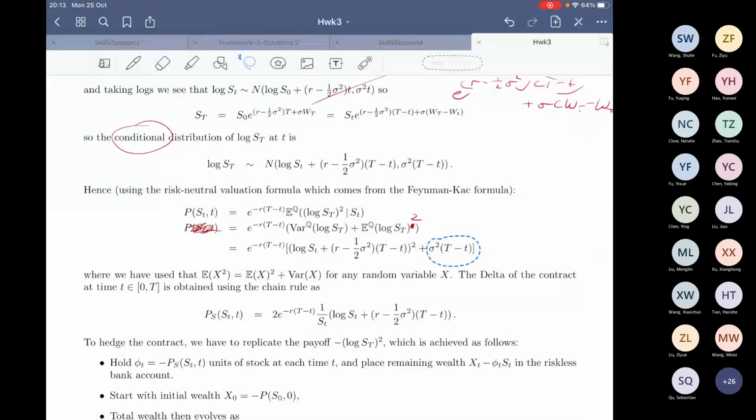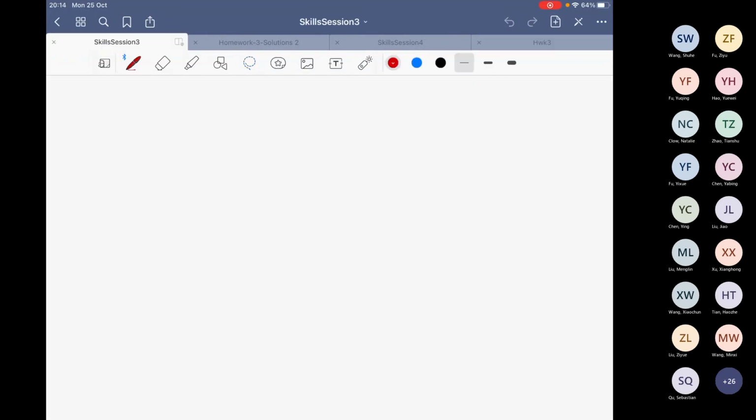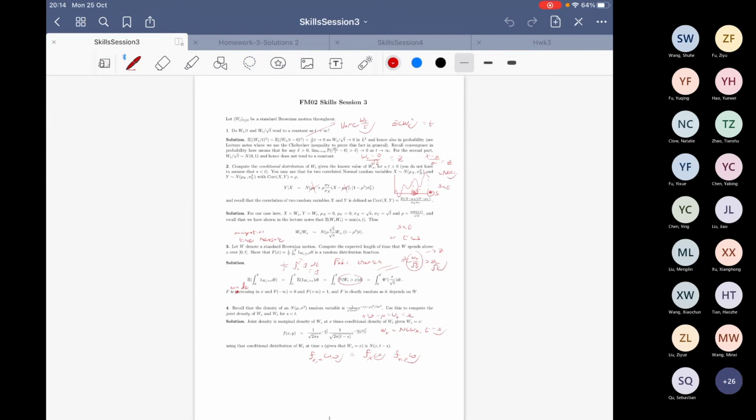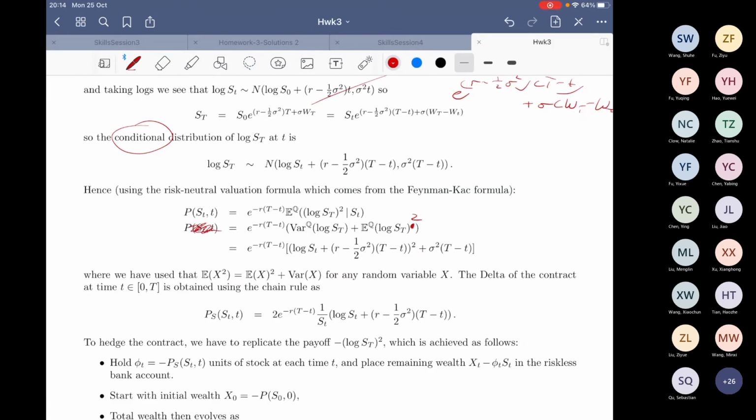The expectation, or rather the conditional. I forgot as well: in this line that I've just added in, these are in fact conditional variances and conditional expectations. So really here it should say given S_t, and here it should say given S_t as well. So again, I'll add that in afterwards.